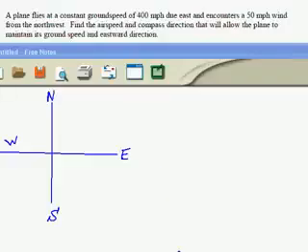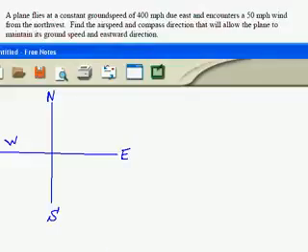Okay, a plane flies at constant ground speed of 400 miles per hour due east and encounters a 50 mile per hour wind from the northwest. Find the airspeed and compass direction that will allow the plane to maintain its ground speed and eastward direction. Well, okay, the situation here is that we actually want the plane to fly in a vector that goes straight east at 400 miles per hour.